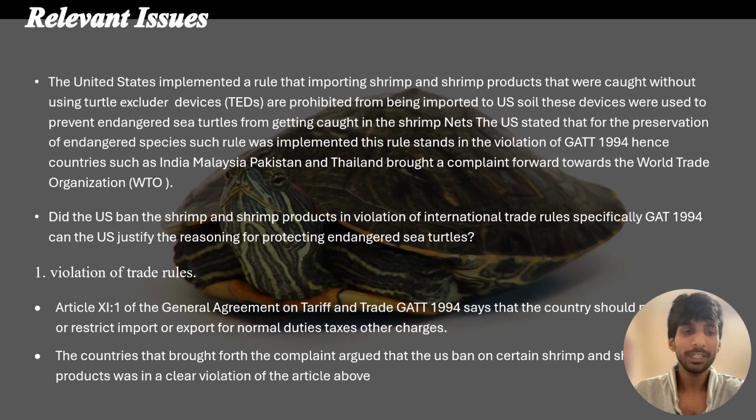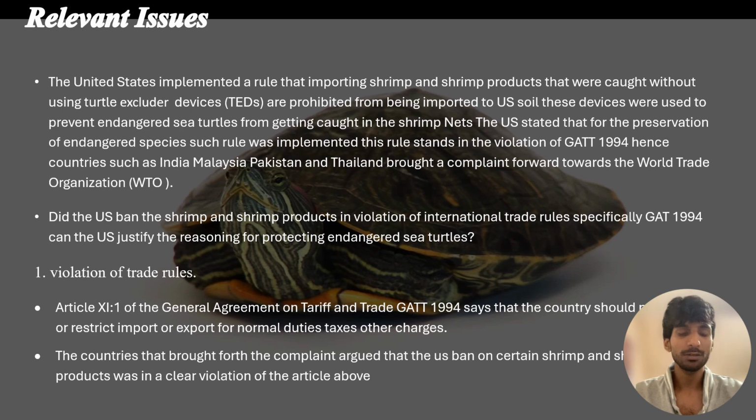Two main relevant issues come up while looking at this case. Did the US ban the shrimp and shrimp products in violation of trade rules, specifically GATT 1994? The second one is, can the US justify the reasoning of protecting endangered species, especially the sea turtles? Let's look into detail about these two issues.